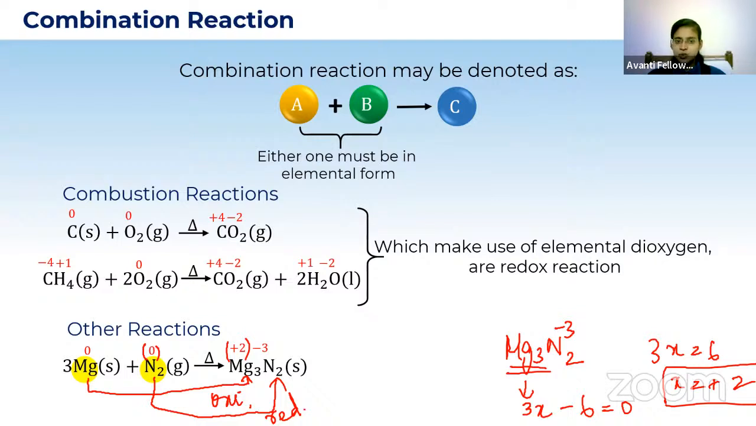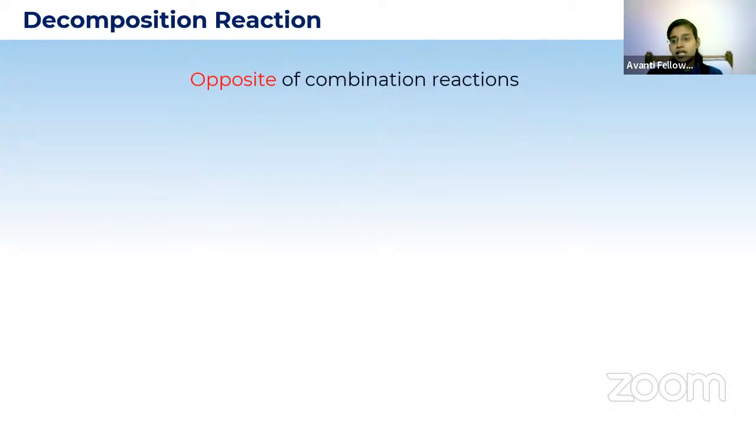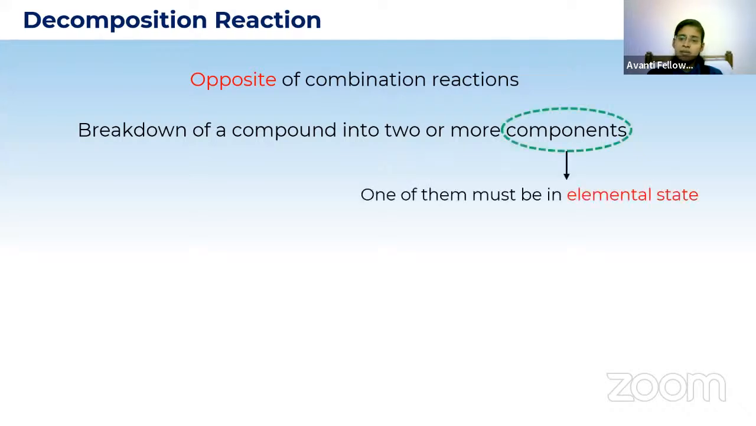So now let's enter into the next type of reaction, which is called decomposition reaction. Decomposition is the opposite of combination reaction. What is the definition? What is meant by decomposition reaction? It is the breakdown of a compound into 2 or more components. Breaking one compound into 2 or more components is called decomposition. Among the components, one of them must be in the elemental state.